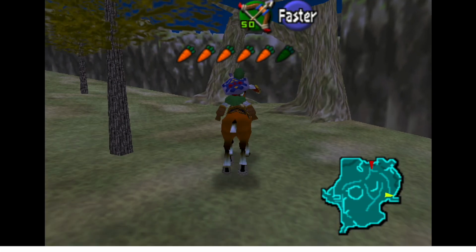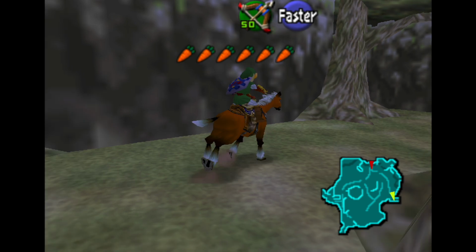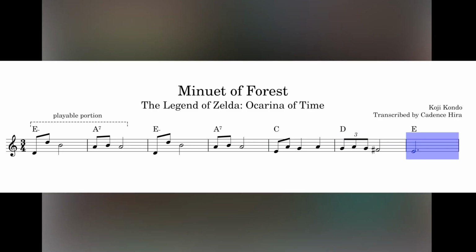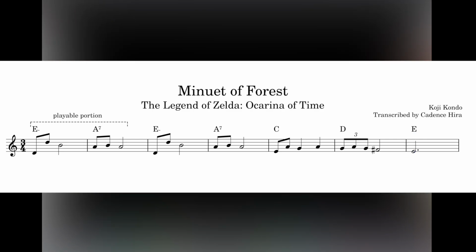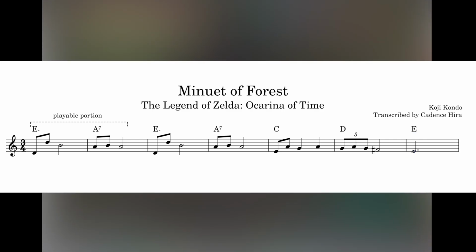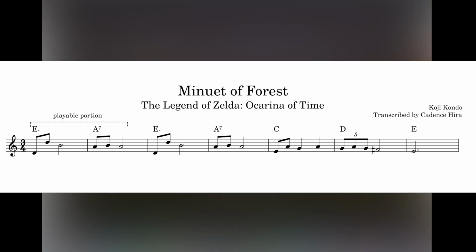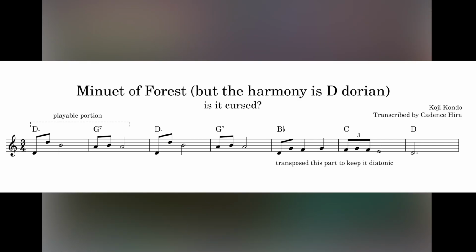There is also one insane example of E Dorian, which appears in the Minuet of Forest. This one just feels so counterintuitive to me, because while these notes could indeed be diatonic to E Dorian, this melody could have just worked perfectly over the exact same chord progression in D Dorian down a whole step, of which we've seen a few other times.